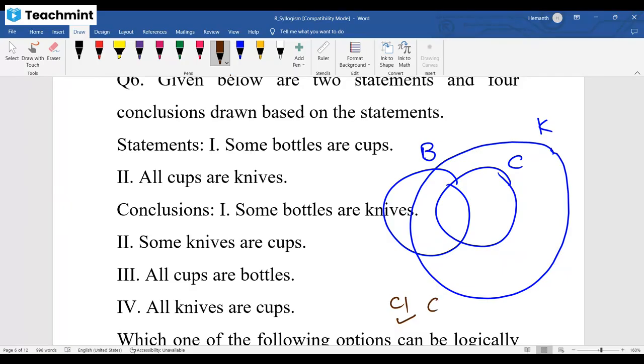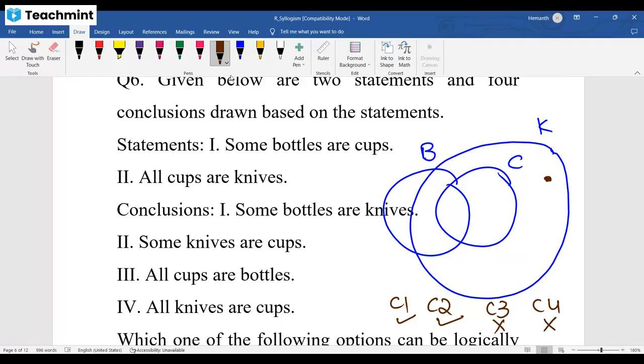For some, we can have given two diagrams, my dear. See the second one as well. Second is correct. What about all cups are bottles? False. Next, all knives are cups. Is this area knives? Is it inside the cup? No. This is knife area only, but not in the cups. All knives are cups is false.